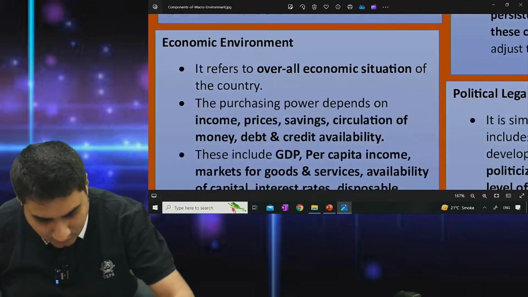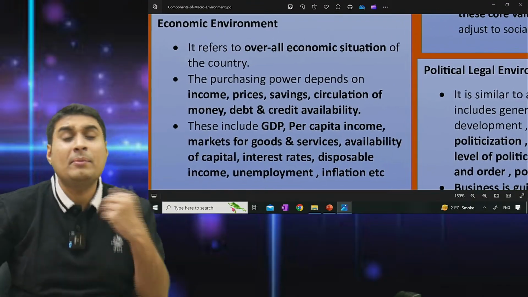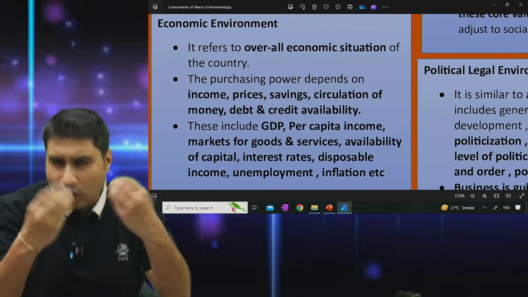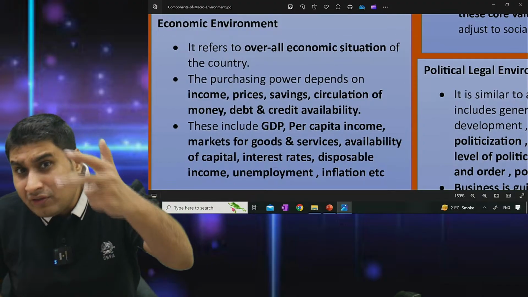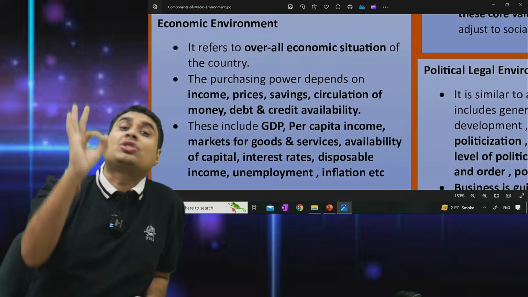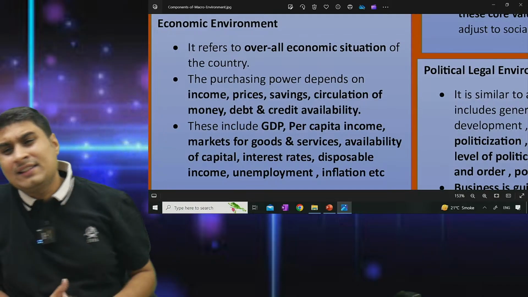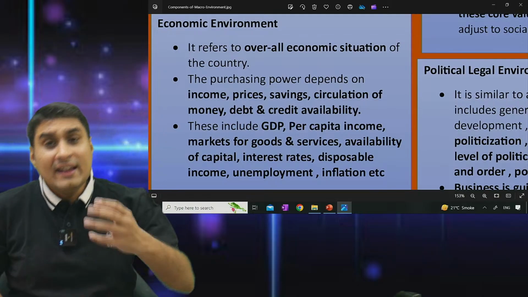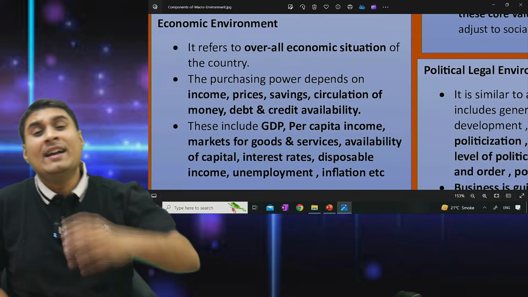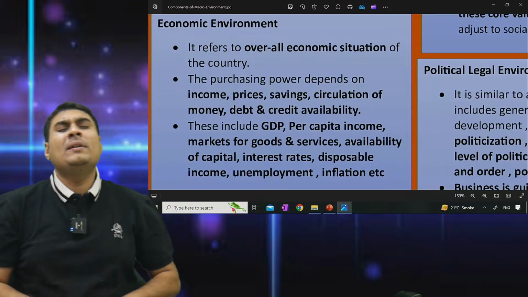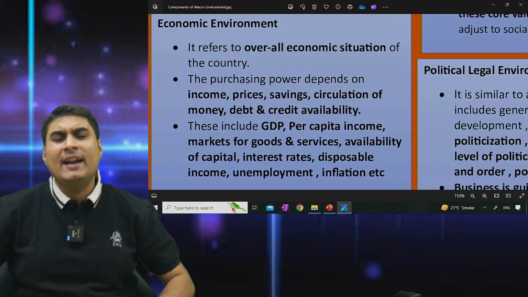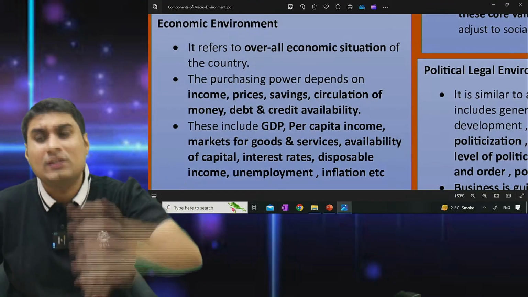Yes. Second, economic environment also I need to see. Now you will tell me, what is economic environment? General situation of the economy. Which kind of economy are we? Capitalistic, socialistic or mixed? Second, in economic, what do I have to see? Interest rates, inflation, tax rate, GDP, per capita income, availability of capital. All this has an impact on the business.